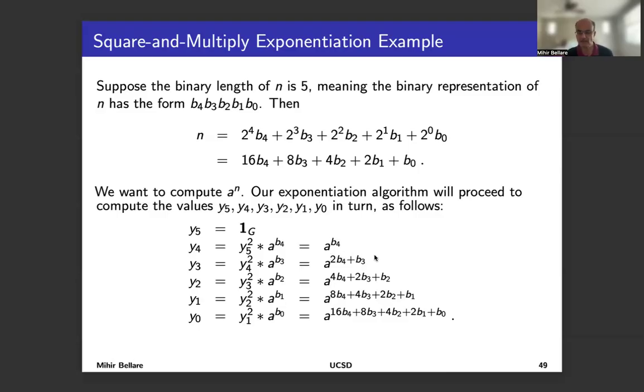And now we start slowly getting the idea. Here we're going to slowly see developing the binary representation of the exponent n. The next time I square this, I get a to the 4b4 plus 2b3, and I bring in a to the b2, so that gets added in, and so forth. And in the last step, what I have in the exponent is exactly this, and hence it's n, and so I have a to the n.